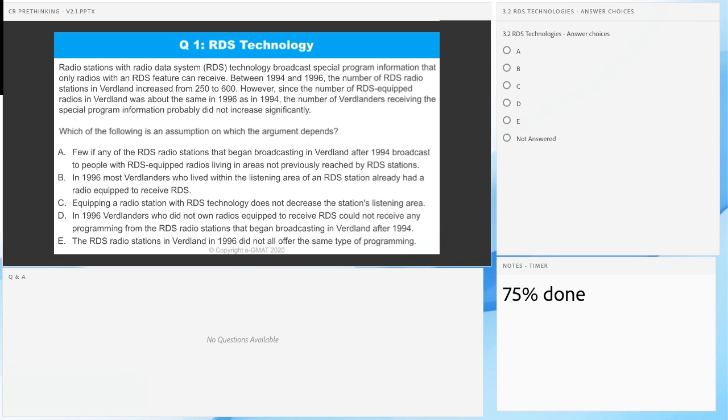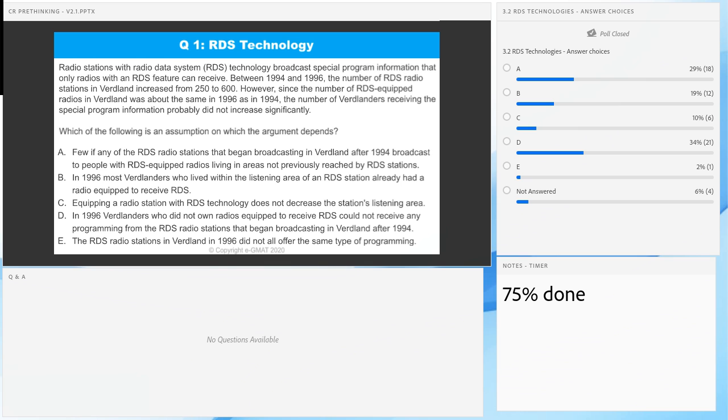All right, guys, 75% of you are done. Get those answers in. Five, four, three, two, and one. Let me end the poll. I'm going to broadcast the results. You can see how people polled. Choices A and D are really popular. B is quite popular as well. C is somewhat popular.